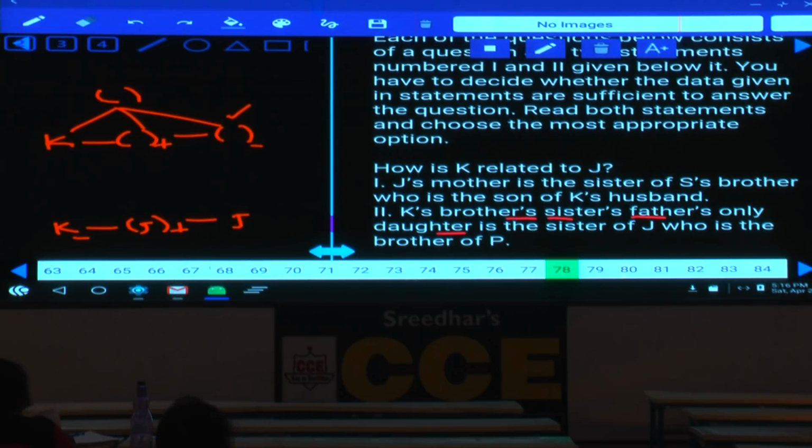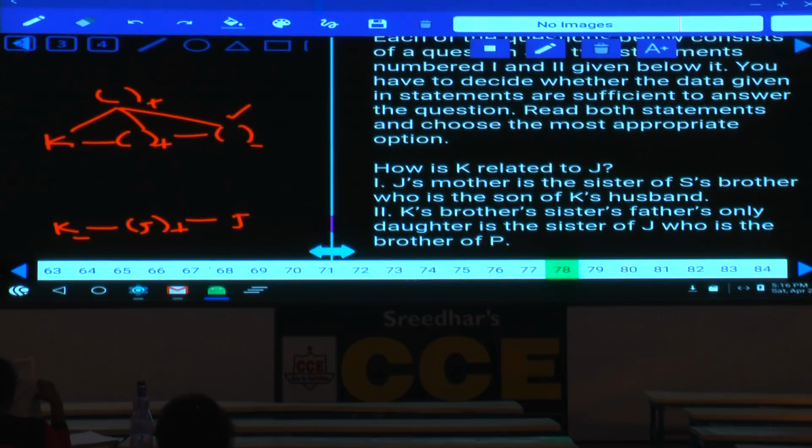And J who is the brother of P. Now J is the brother of whom? J is the brother of P. Are you getting the answer or not? Now in this one, K is having a brother, brother's sister is there, and sister's father. Now sister's father means K's father, and father's only daughter. Only daughter can be either K or this person. Only daughter is the sister of J. As this person only daughter is the sister of J, hence what is the gender of this J? J is a male. Only one daughter is there, that person is the sister of J. Hence obviously J must be a male.